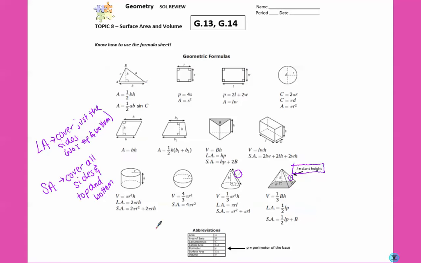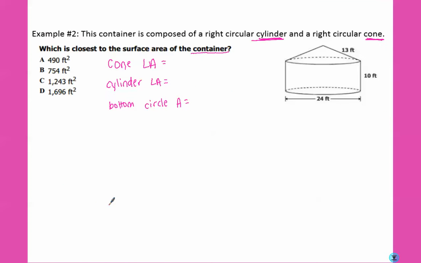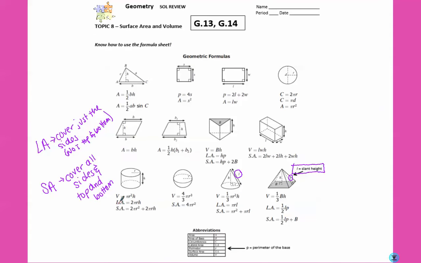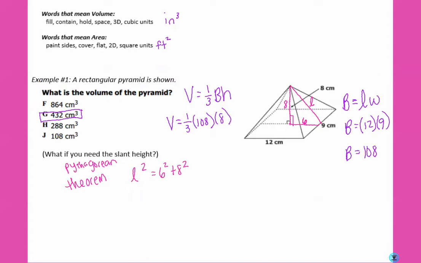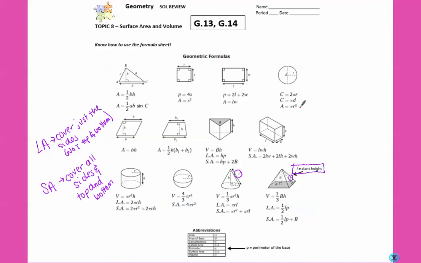So cone lateral area is pi RL. The cylinder lateral area is 2 pi RH. And the area of the circle on the bottom, the circle would be up here, area is pi R squared.